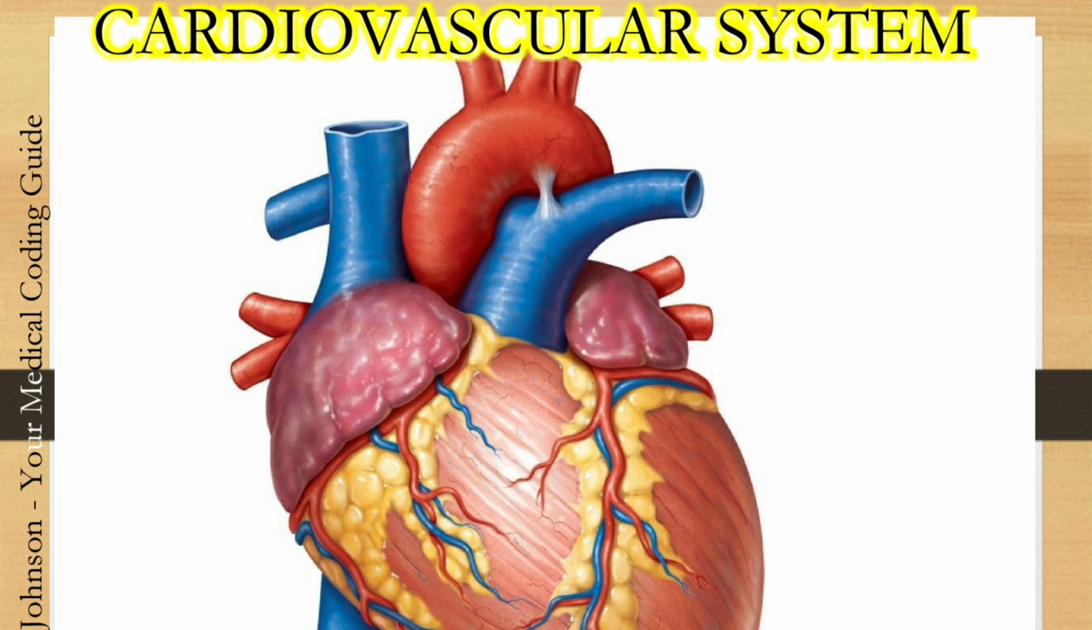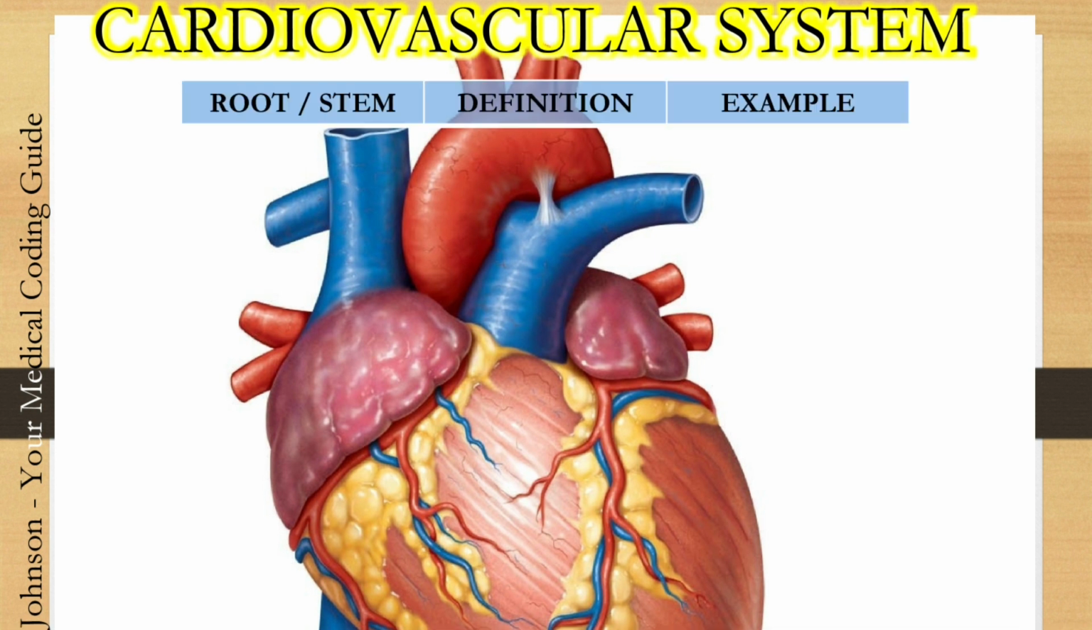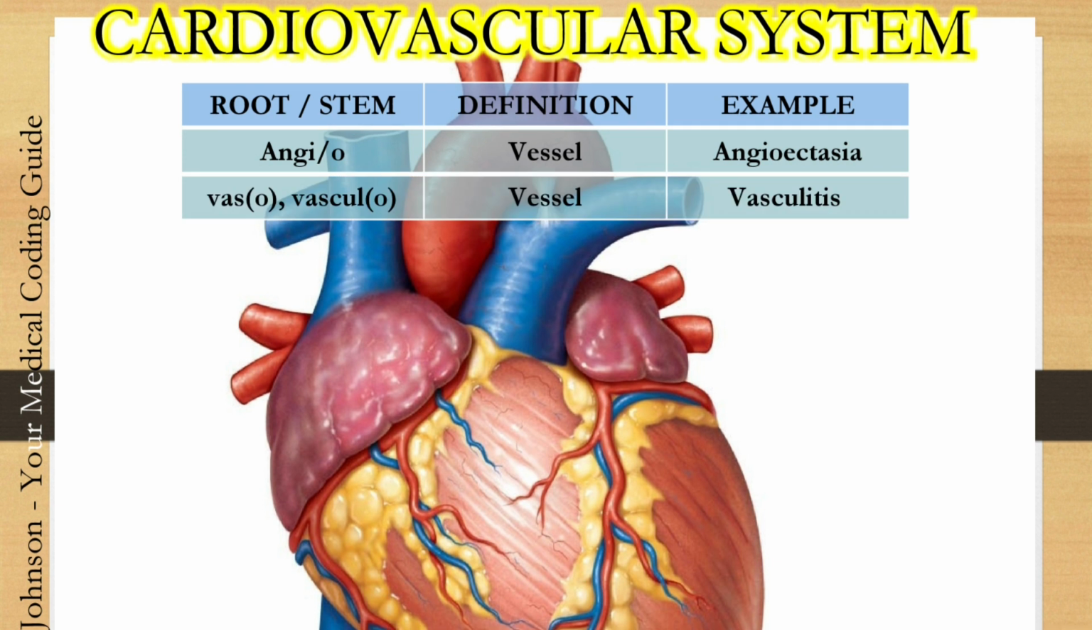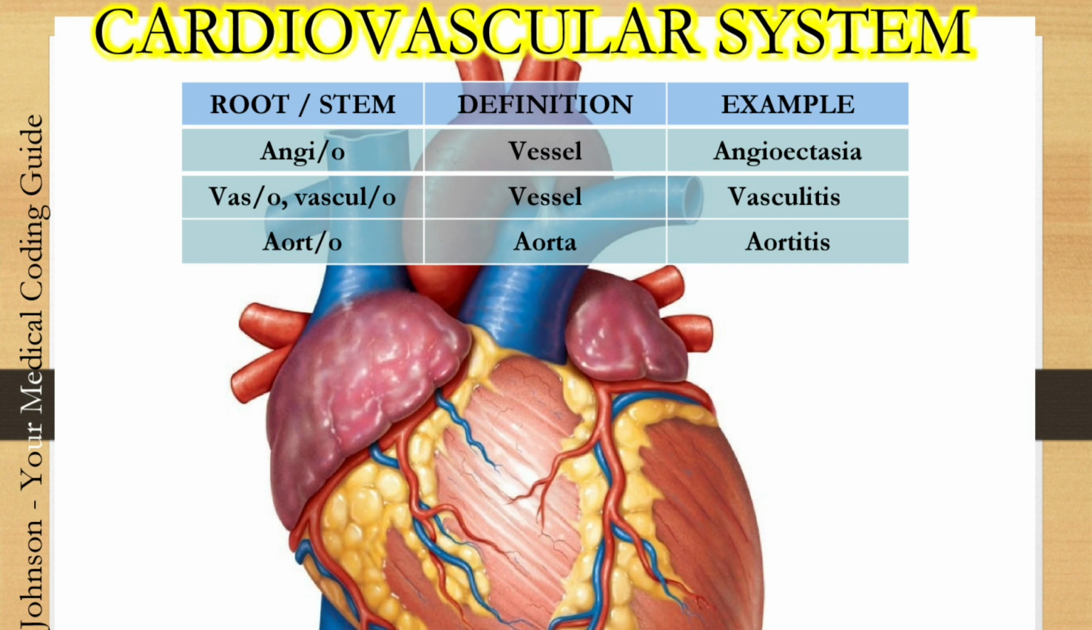So, the root or stem words pertaining to the cardiovascular system. The first one is angio. Angio means vessel. Example, angioectasia. Ectasia means dilatation. So, dilatation of the vessel. The next one is vaso or vasculo. It also means vessel. Example, vasculitis. The next one, aorto. Aorto means aorta. Aortitis. It means inflammation of the aorta.